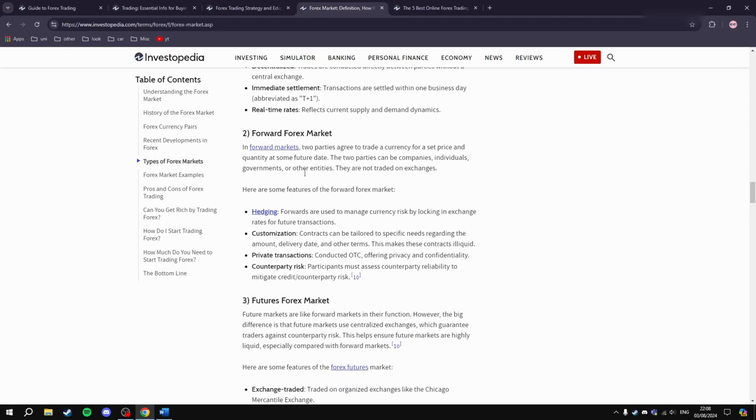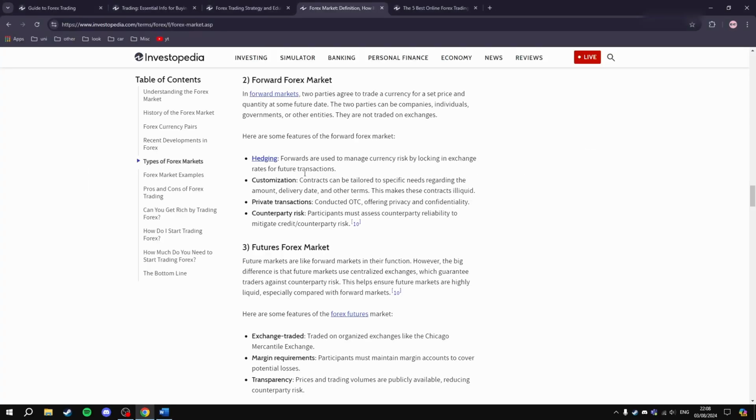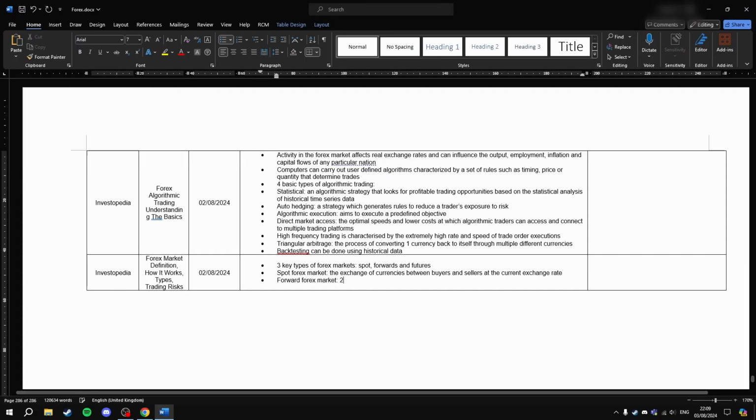Number 2, forward forex market. In forward markets, two parties agree to trade a currency for a set price and quantity at some future date. The two parties can be companies, individuals, governments, or other entities. They are not traded on exchanges.